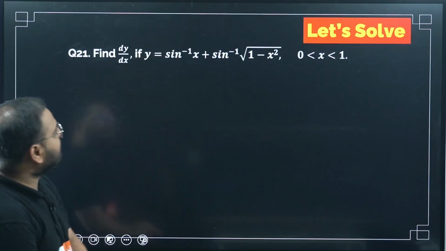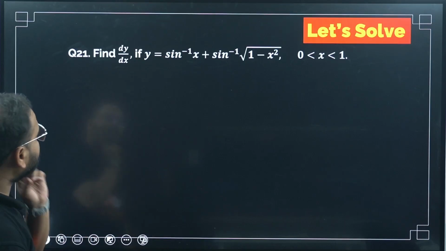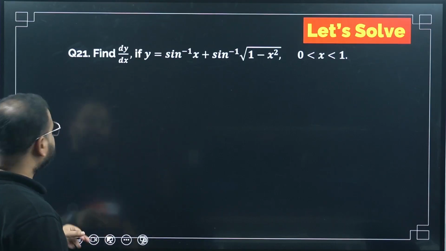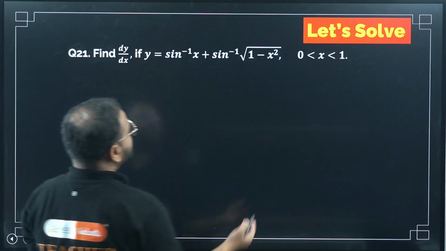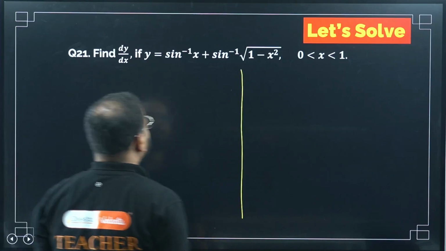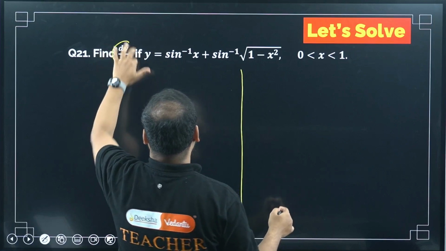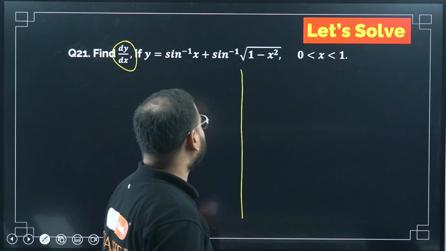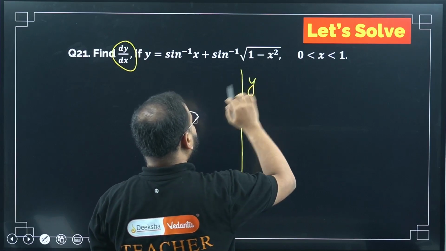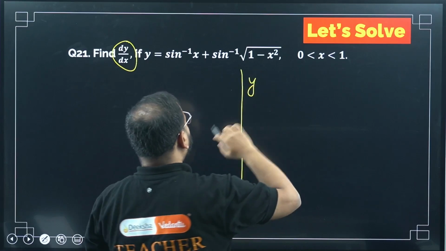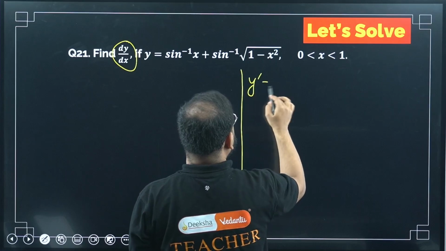Okay, let's go. 21st question. Okay. Again, a very good problem. Let's solve it. So if I solve it like this, what am I supposed to find? dy by dx. So sin inverse of x and sin inverse of 1 minus x square. What I'm going to do? y equals to, okay. So y dash equals to what?